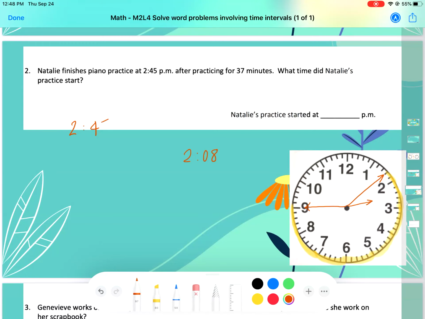This is the time when Natalie finishes her practice. And then it took her 37 minutes. So now I'm going to subtract. Because I can't take 7 away from 5, I'm going to borrow 10. And it's going to be 8, 0. And 2 minus 0 is 2. So that's when she started her practice.